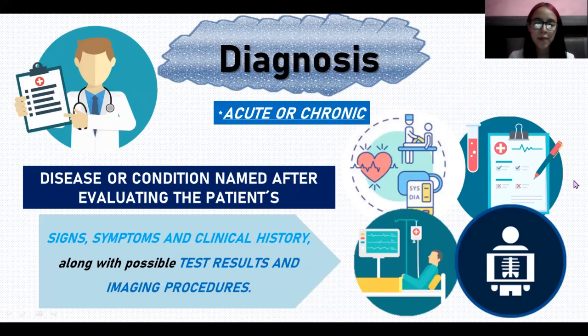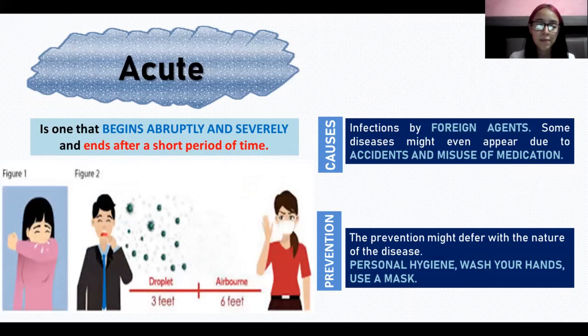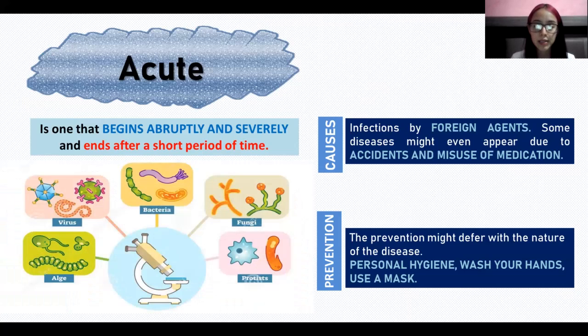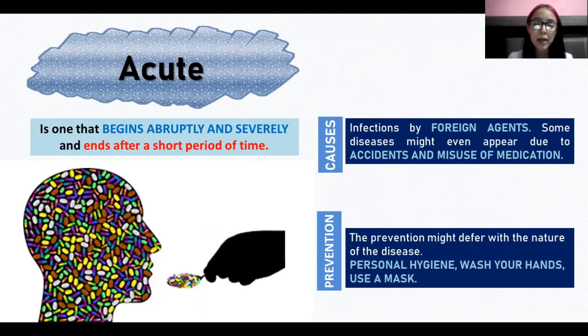The diagnosis can be considered in two ways, acute or chronic. An acute diagnosis is one that begins abruptly and severely, and ends after a short period of time. The causes of these infections are foreign agents like viruses, bacteria, and other microorganisms. Some diseases might even appear due to accidents and misuse of medication. The prevention might differ with the nature of the disease, so you should have personal hygiene, wash your hands, and use a mask.